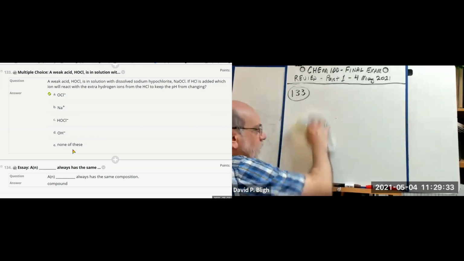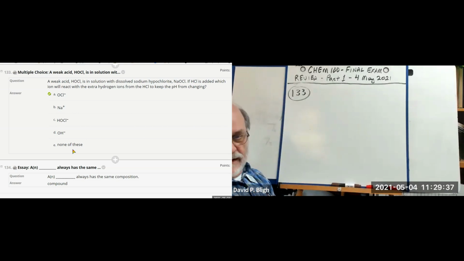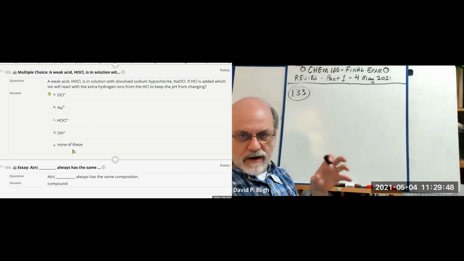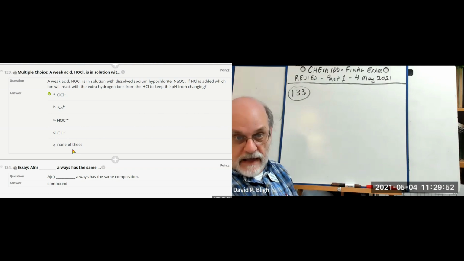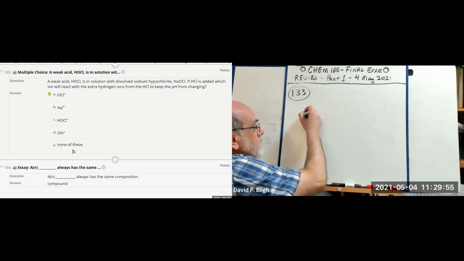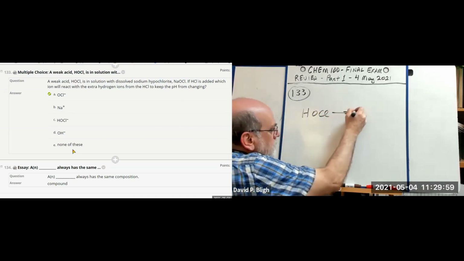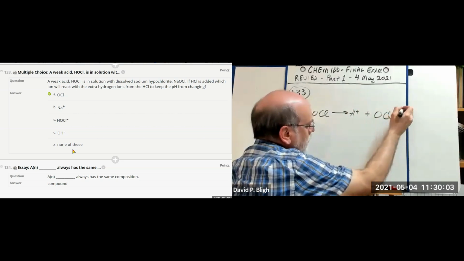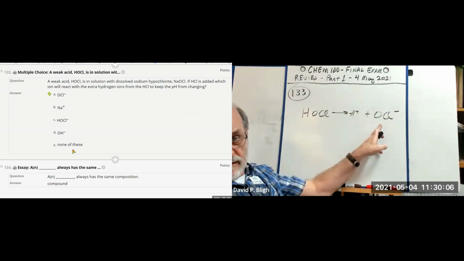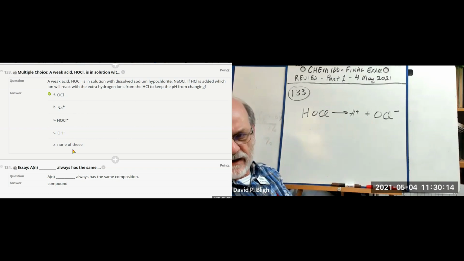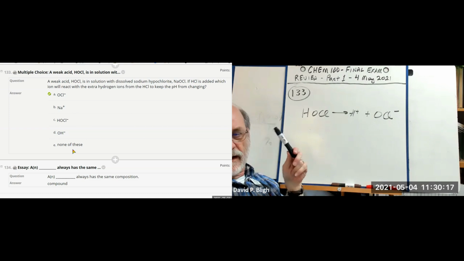Okay. So now that we know what to call it, a weak acid, hypochlorous acid, is in solution with dissolved sodium hypochlorite. Right? So what is the controlling reaction here? What reaction are we talking about for this buffer? That's what they're describing, a buffer, right? Because this one goes acid, conjugate base, right? And this is our sodium hypochlorite. Well, sodium is a spectator, so we don't write it in.